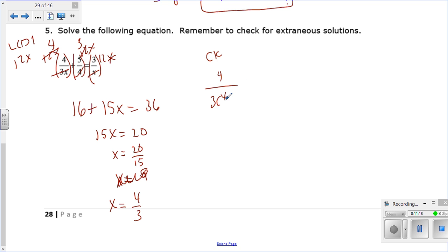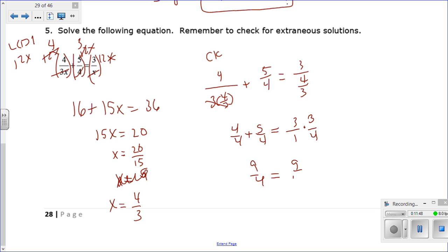4/3 times 4/3 plus 5/4 equals 3 over 4/3. Here, those cancel, so I have 4/4 plus 5/4 equals, this is like saying 3/1, and then we multiply by the reciprocal, times 3/4, it's the same as change and flip. So I get 9/4 on the left equals 9/4 on the right. Therefore, it works. Yay!